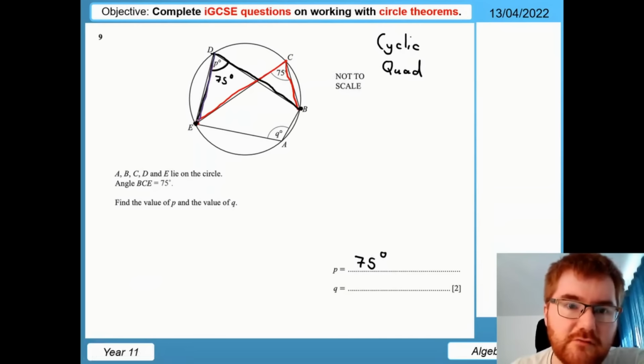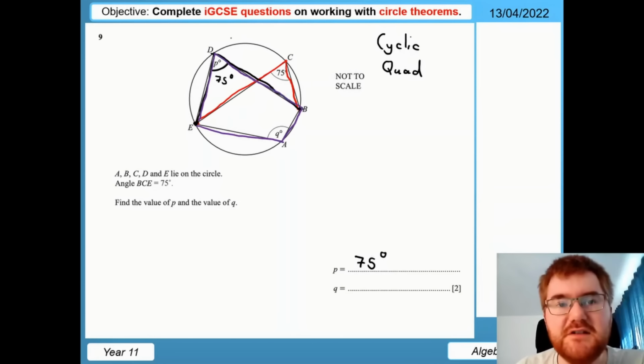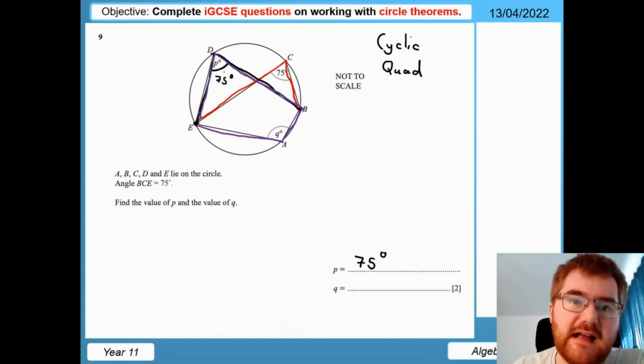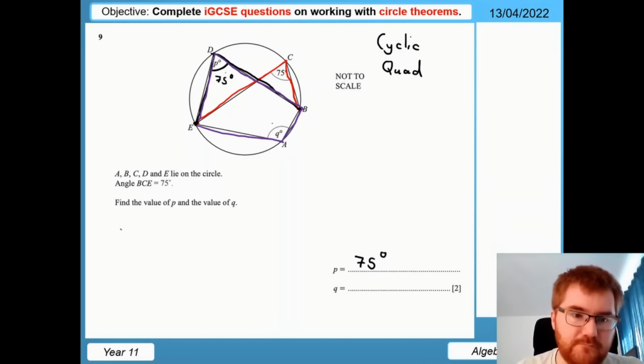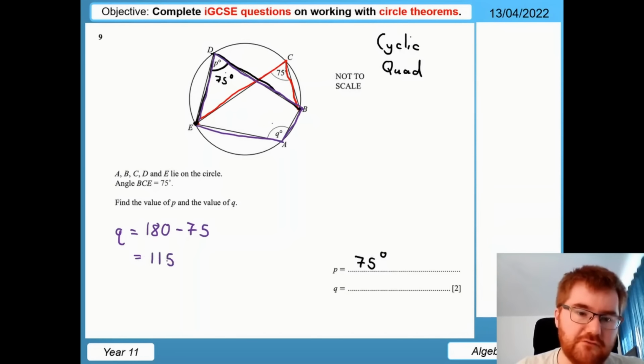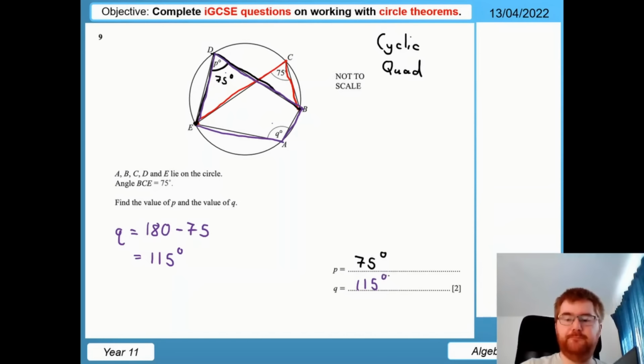If I draw around this shape, it is worth repeating these ideas because, as you can see, these circle theorem questions come up a lot. Notice each vertex is on the circumference, so everything is good. And remember, the angle here, 75 plus Q, equals 180. So Q is equal to 180 minus 75, which is equal to 115 degrees. So we can pop that in for our second mark.